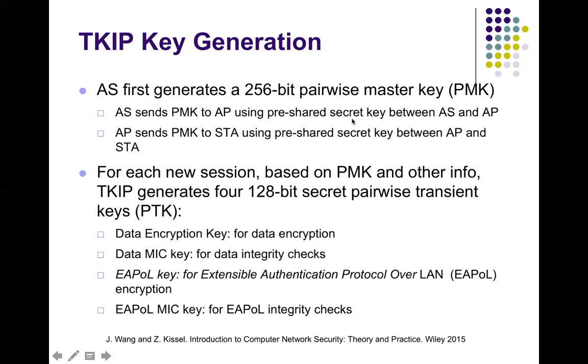Okay, so AS sends this pairwise master key to AP using a pre-shared secret key between AS and AP. Of course that means it's encrypted. When we say using a pre-shared secret key, it means this PMK is encrypted using this pre-shared secret key. So AP can decrypt this message and get the PMK, and encrypts this PMK again using a pre-shared secret key between STA and AP.